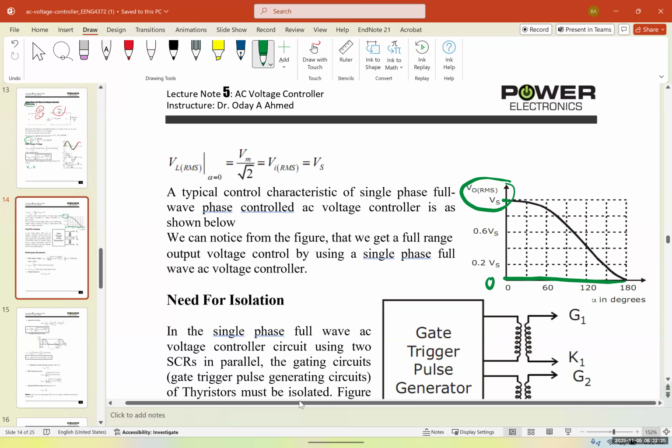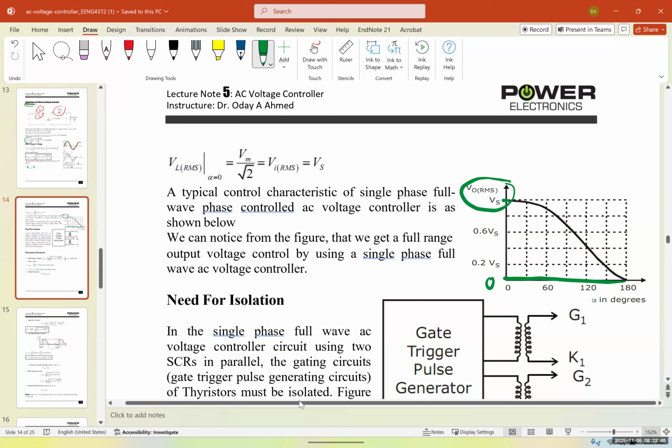So a typical control characteristic of a single phase full wave phase controlled AC voltage controller is as shown here. We can notice from the figure that we get a full range output voltage control by using a single phase full wave AC voltage controller.